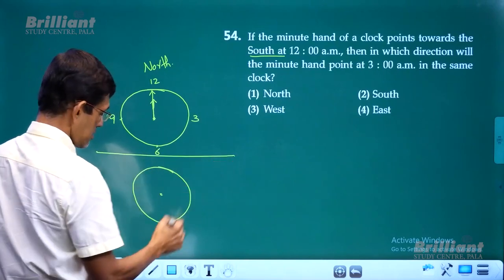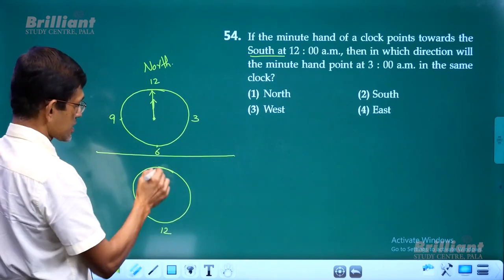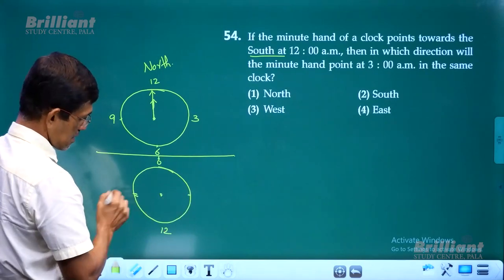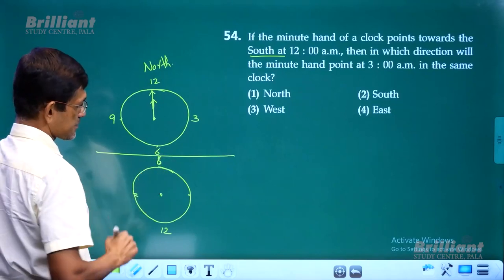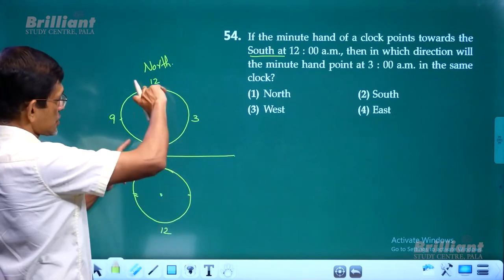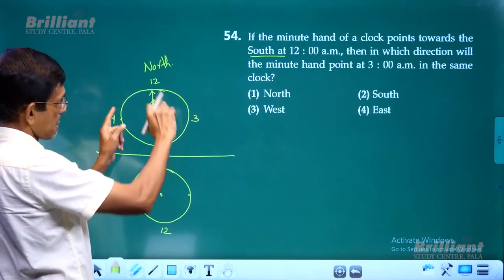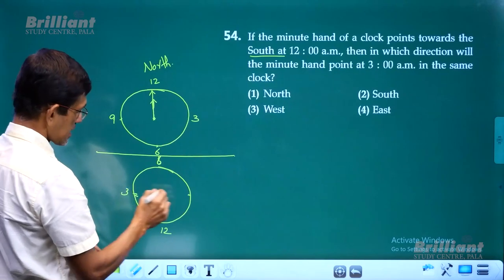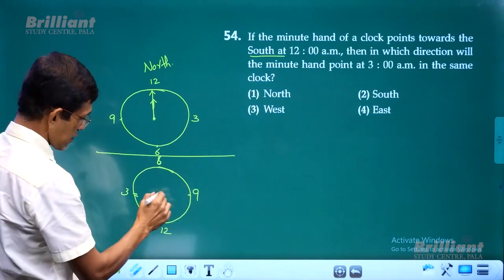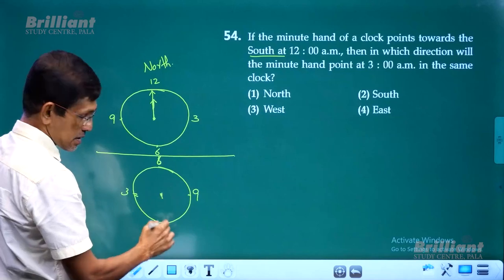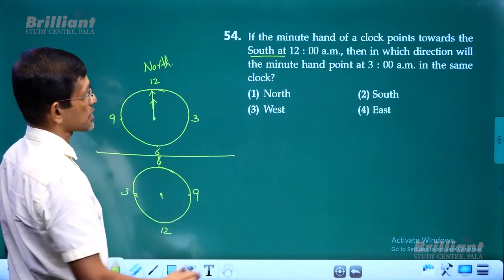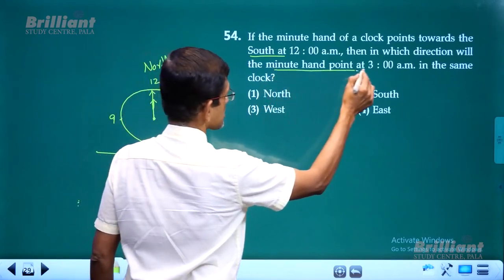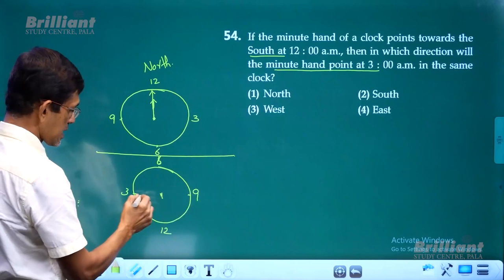That's a normal clock. But when the clock is inverted, what happens? 12 is here, 6 is here, and where is 9? Where is 3? If it is turned like this, 3 goes here and 9 goes here. And at 12 o'clock, the minute hand of the clock would be pointing towards south. And what is the next sentence? In which direction will the minute hand point at 3 a.m.? So at 3 a.m., it would be like this.